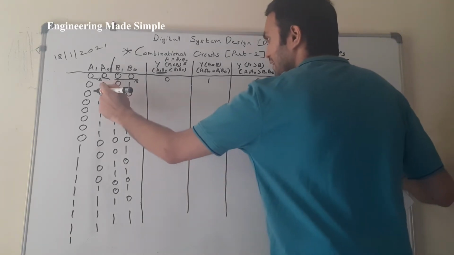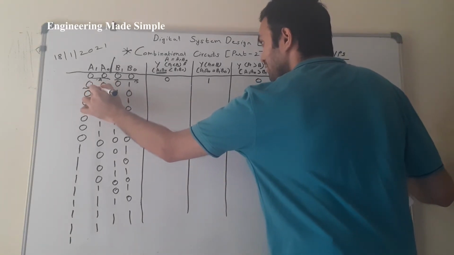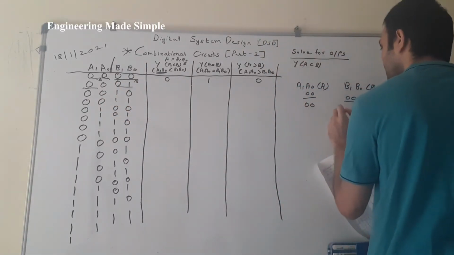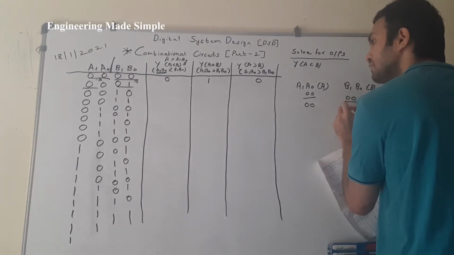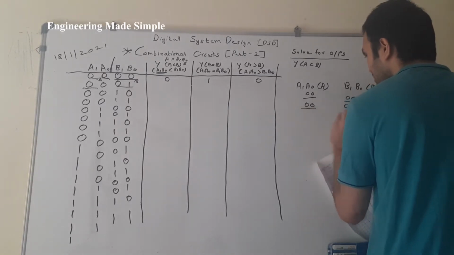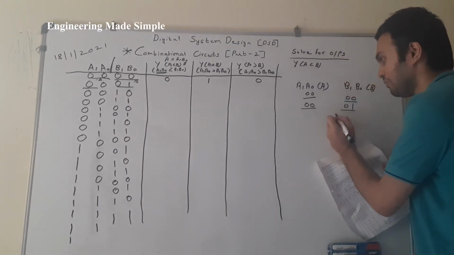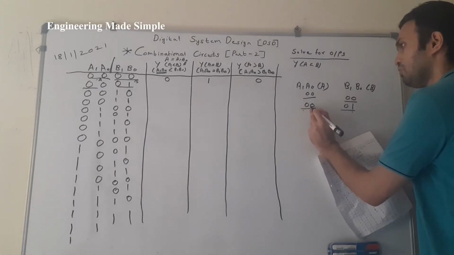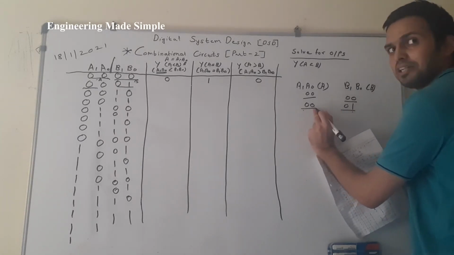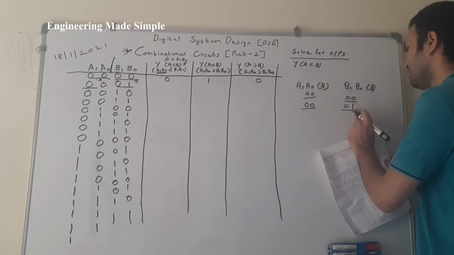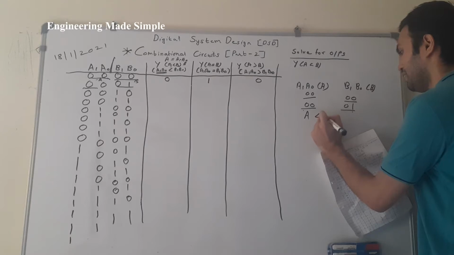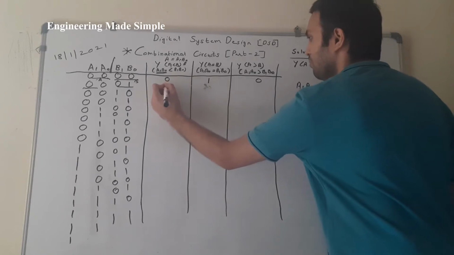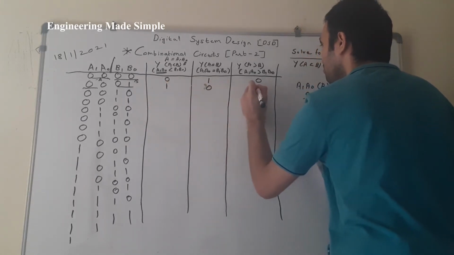Now let us have a look at the second row. Here A1 A0 is 0 0 and B1 B0 is 0 1. Out of these two binary numbers, which one is greater, you tell me? Obviously 0 1 is greater than 0 0. So now it is the A less than B condition, because A1 A0 is 0 0 and B1 B0 is 0 1. So this particular output in the second row will go high, and the rest of the two will be 0 0.